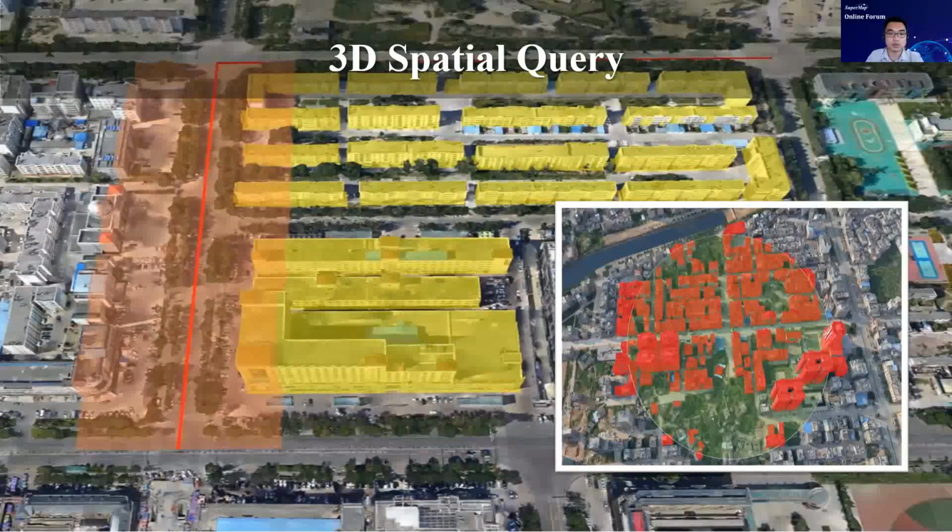And also, after we do the objectification, we can provide some spatial query like this. So here you can see the red line. If we want to build a new road by this red line, we can generate an area. So you can see the red part. Now we can calculate how many buildings will be influenced by this new road. So this is one of the applications.